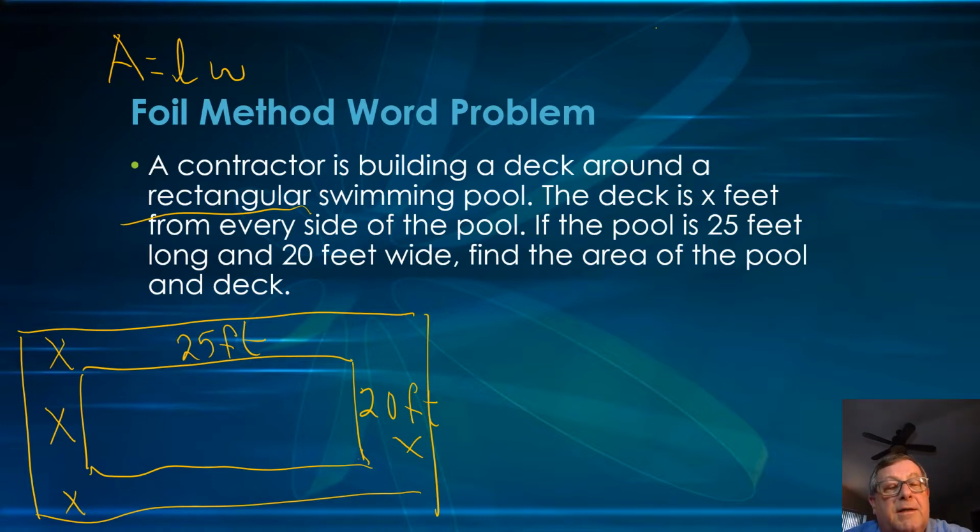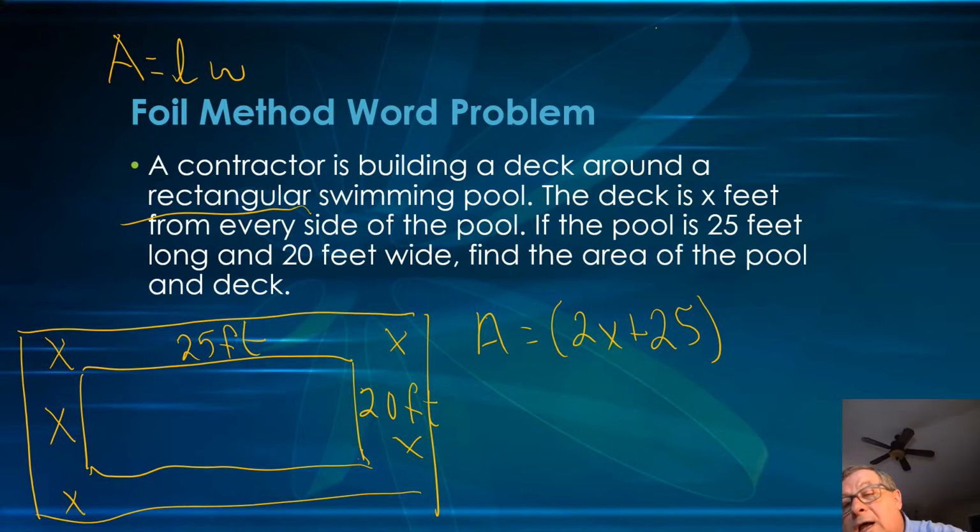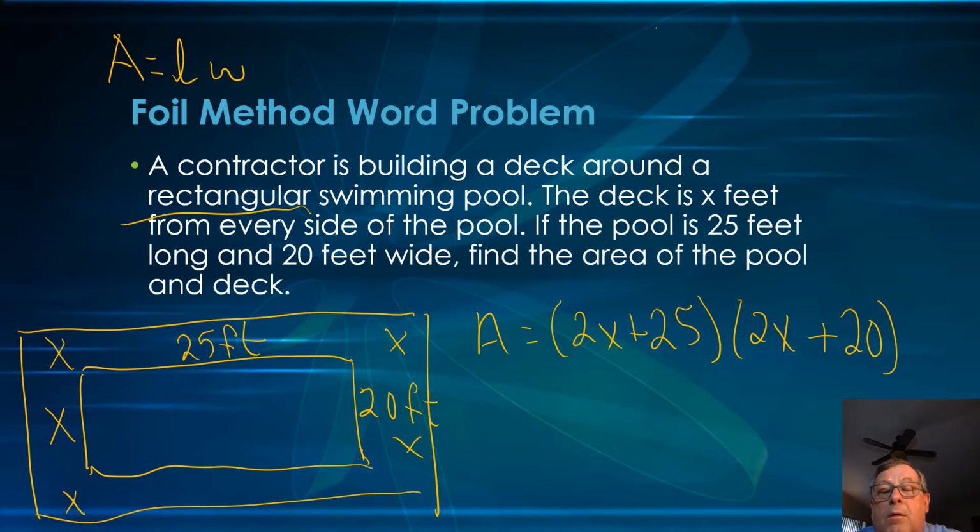All right, so let's set up an equation then. That would mean that the length is 25 feet plus 2x. So if we're going to try to find the area, I've got 2x plus 25, and that would represent the length. And what about the width? Well, the width is 20 feet, but on either side of that is x and x, so that's 2x plus 20. 2x plus 20 would give us the total width.